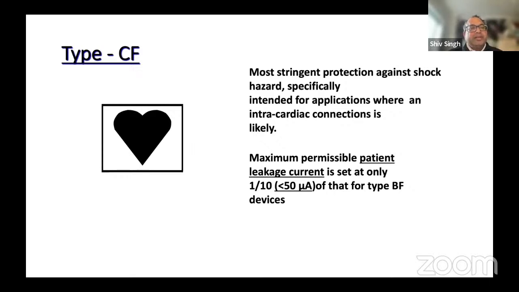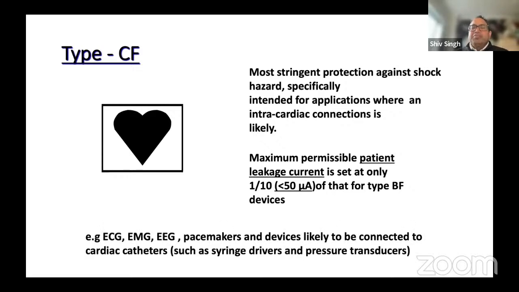Okay. Anything which is more than 50 microamps can cause microshock. So that's why the maximum allowable leakage current is less than 50 microamps. So ECG, EMG, EEG, pacemakers, fluid catheters, anything which is coming in direct contact, even syringe drivers, pressure transducers, all those need to be type CF.